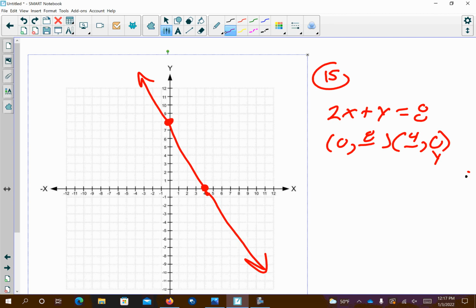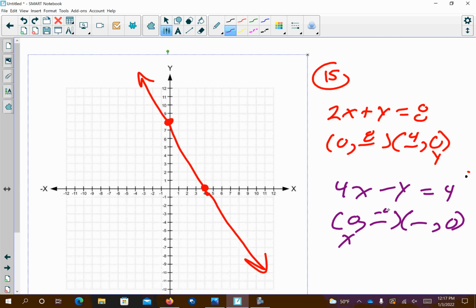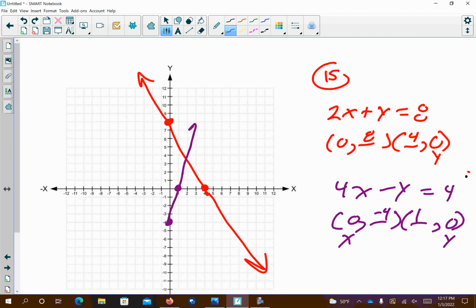And let's go ahead and do our second equation. 4x minus y equals 4. 0 comma blank, blank comma 0. That's an x value, so negative y equals 4, so that's negative 4. So 0, negative 4 is down here. That's a y value, so 4x equals 4, that's a 1. And it looks like 2 comma 3 would be our answer.